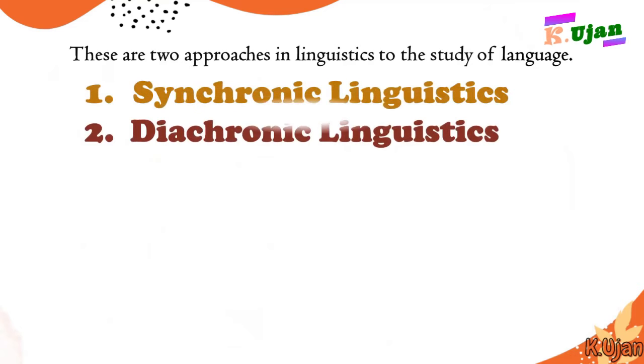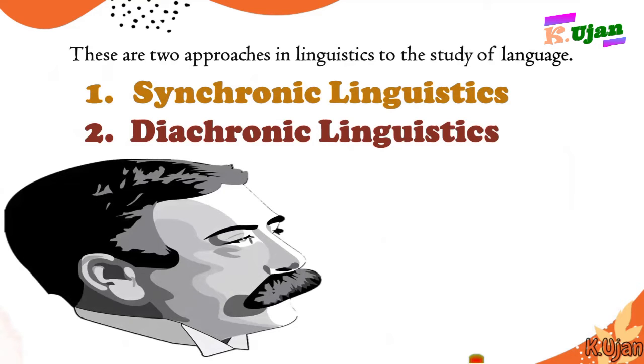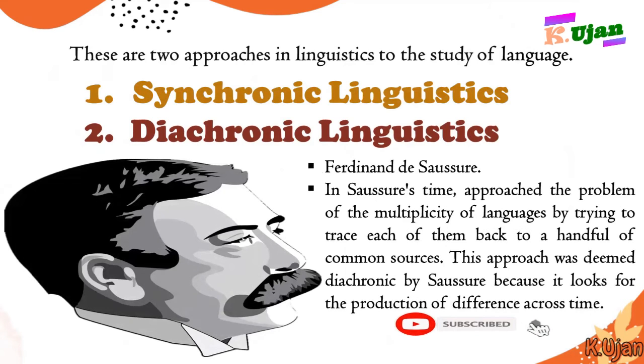Here we are going to talk about that these are actually two approaches in linguistics to study of language, and those are synchronic linguistics and diachronic linguistics. Very interestingly, if we talk about these two terms, Ferdinand de Saussure is the person who introduced these two terms.